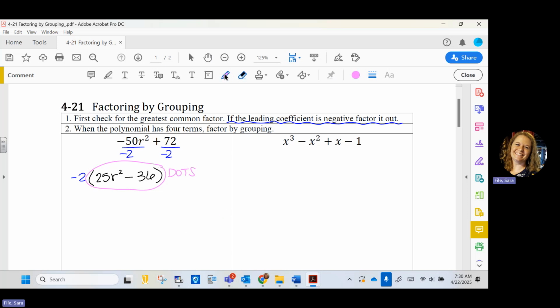So that means I can factor that binomial into 2 binomials. Okay, where I take the square root of each of these terms, and put the square root of each into these binomials. So the square root of 25r squared would be 5r. The square root of 36 would be 6.